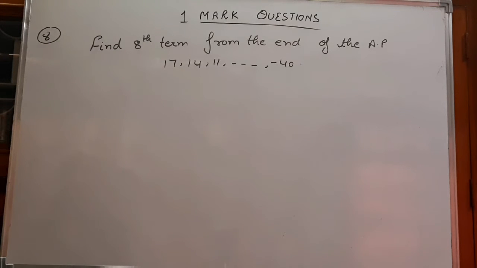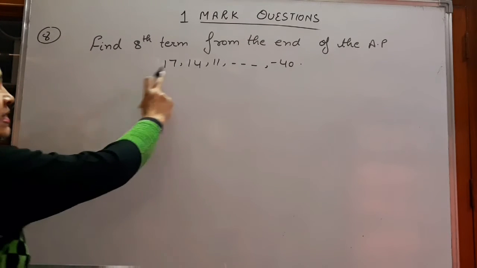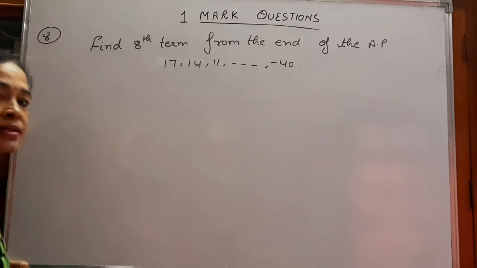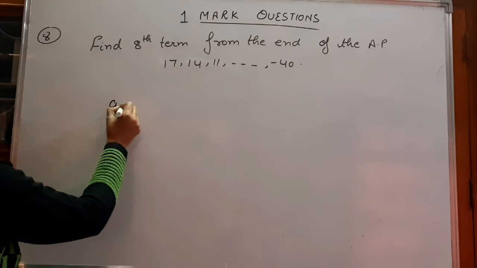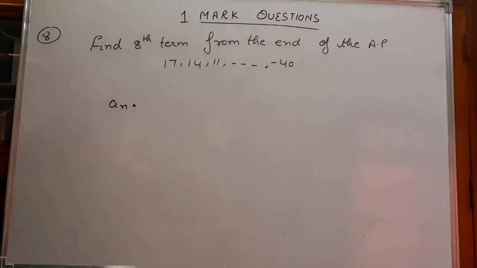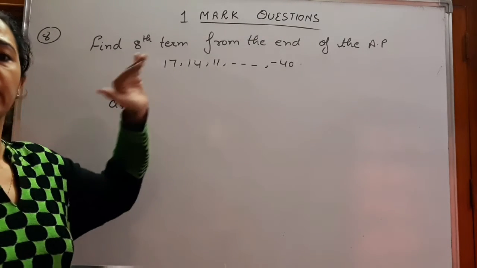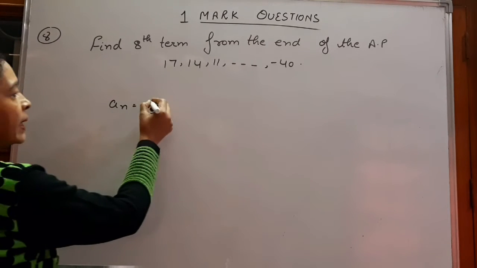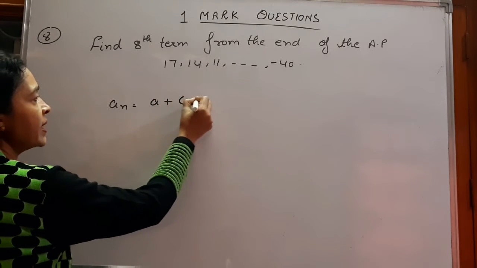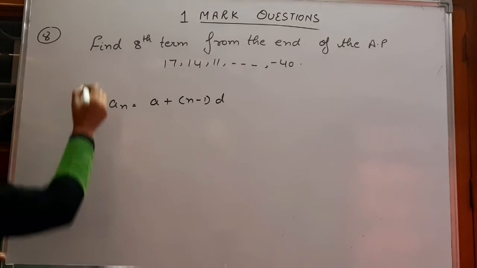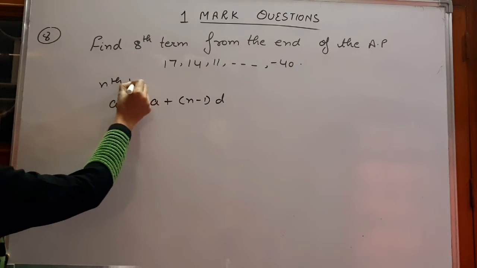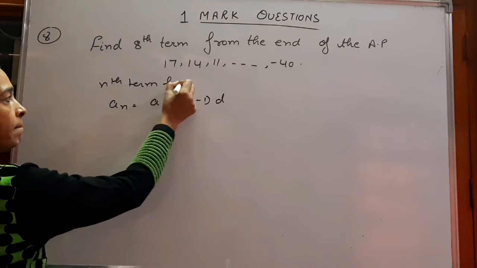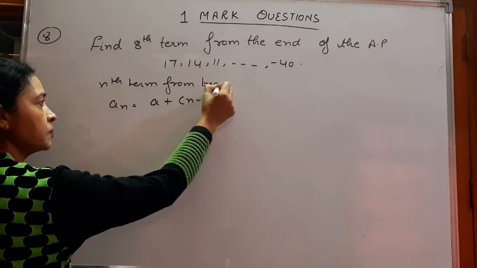Find the eighth term from the end of an AP, where the AP is given 17, 14, 11 and the last term is given minus 40. But if we have to find the nth term, it means the nth term from the beginning. The formula for an is a plus (n minus 1) into d. This is the nth term from the beginning.